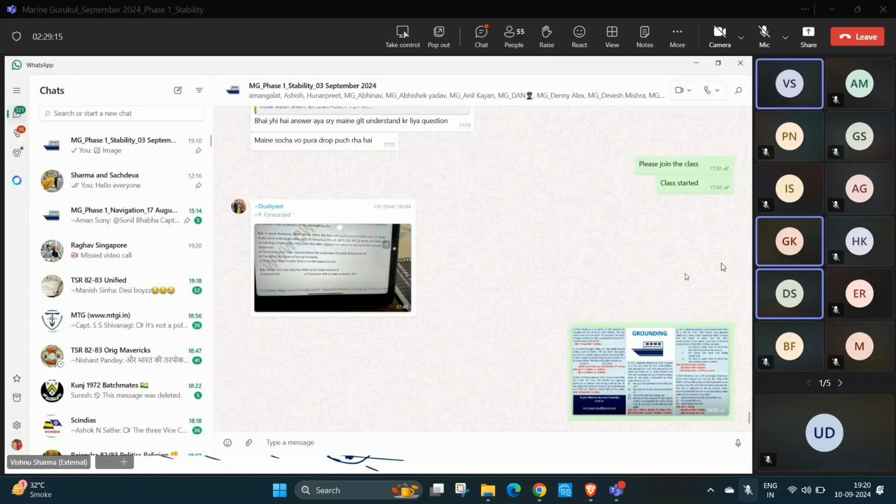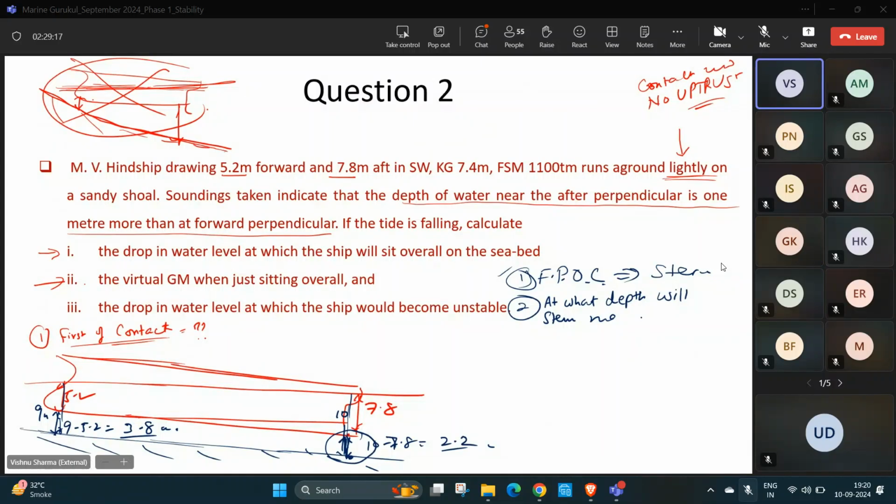7.8. Okay. Stern makes first contact. 7.8 meters. Why am I talking of stern? Because once you said it is the first point of contact, now I'll keep talking about that only. If it was the bow which was making first contact, I'll catch on to the bow then, the front forward part. At 7.8 meters, the stern will make first contact.